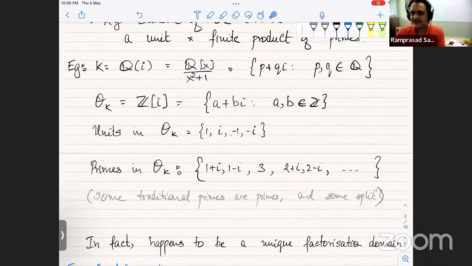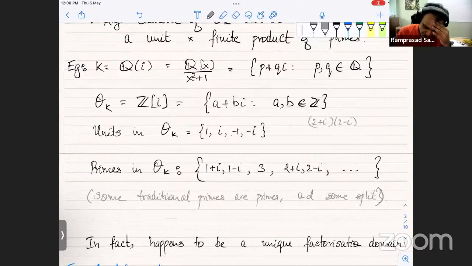What does unique factorization mean? Any integer can be written as a unique product of primes, in the sense that if somebody gave you a different product of primes, you can relate the primes using multiplication of units. Like writing 6 equals 2 into 3 and -2 into -3. They're both the same thing. Why? Because you can relate 2 to -2 by just multiplying by a unit, and you relate 3 to -3 by multiplying by a unit. Because notice that 2 plus I into 2 minus I is equal to 5. So is 1 plus 2i into 1 minus 2i.